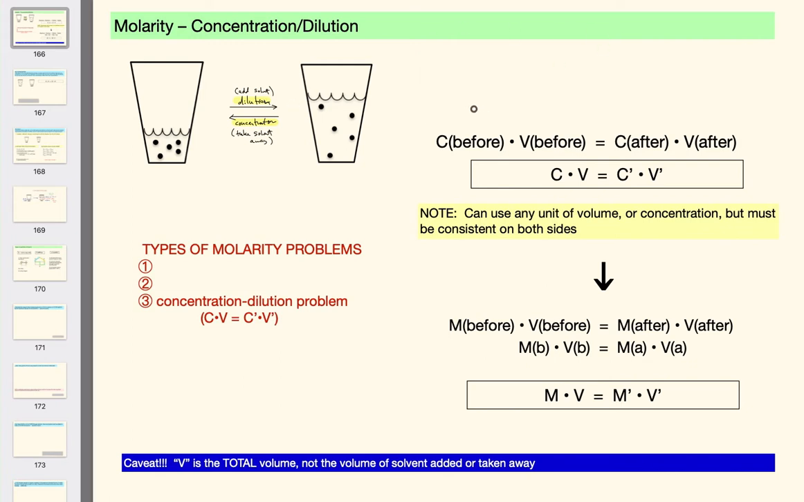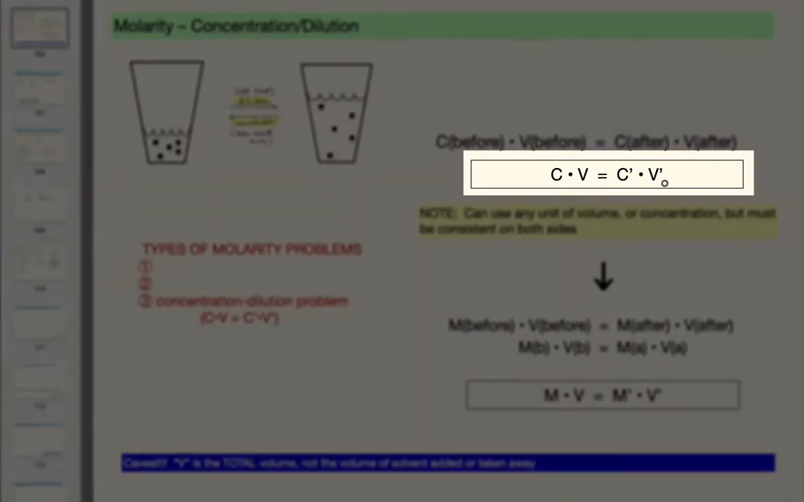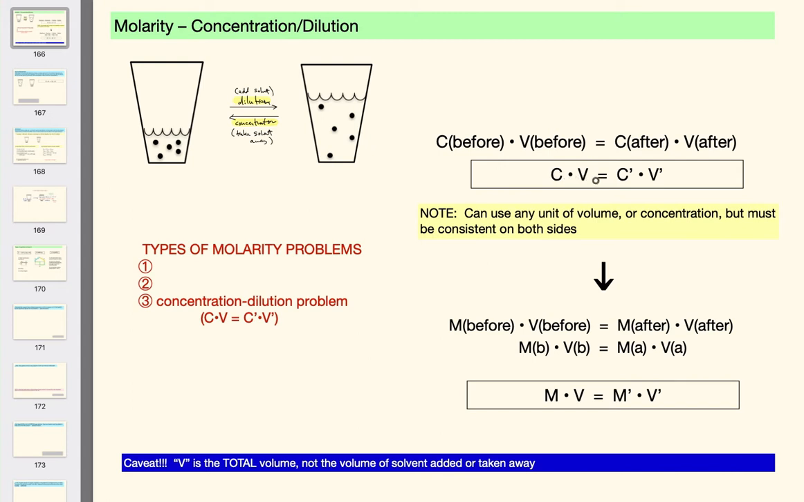There's a very simple mathematical relationship that describes the solution before a concentration or dilution occurs, and that same system after the concentration or dilution has occurred. That relationship is CV equals CV. The concentration times volume before is equal to the concentration times the volume after the dilution or concentration. Here I show primes to denote after.